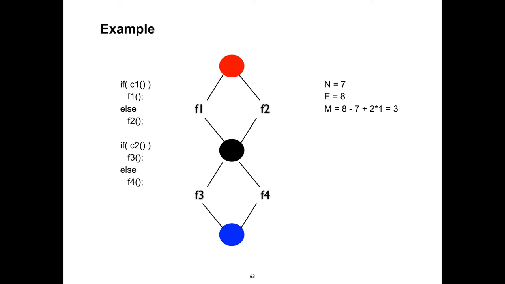And so now, let's see, how many edges do we have? 1, 2, 3, 4, 5, 6, 7, 8. How many nodes do we have? 1, 2, 3, 4, 5, 6, 7, right? There's only one connected component. And so the complexity is 3. So far, so good. And so clearly, as the number of edges grows without changing the nodes, the measure of complexity gets higher, right?